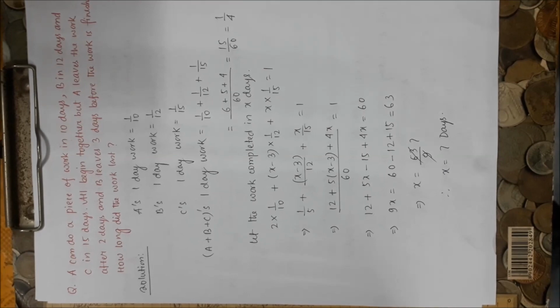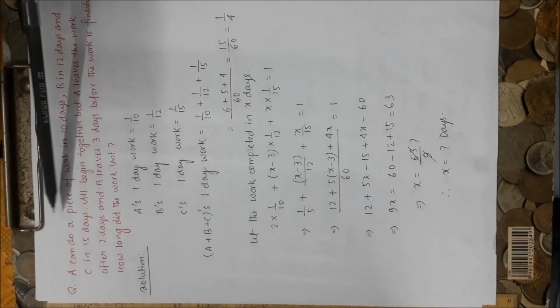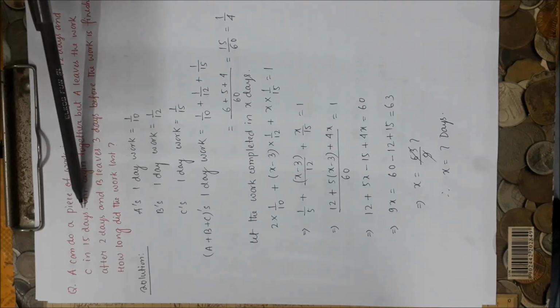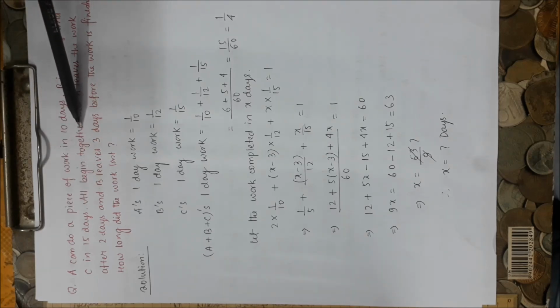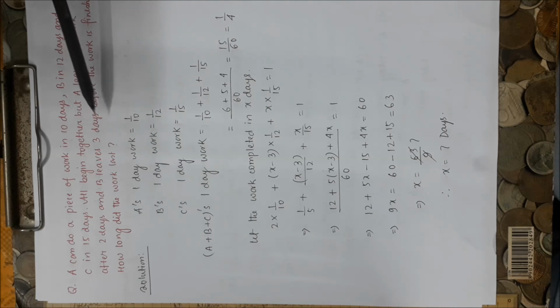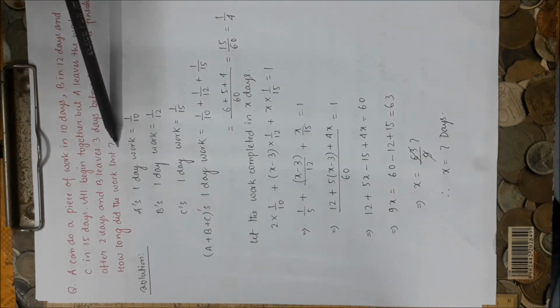Let us discuss our next problem. A can do a piece of work in 10 days, B in 12 days and C in 15 days. All begin together, but A leaves the work after 2 days and B leaves 3 days before the work is finished. How long did the work last?